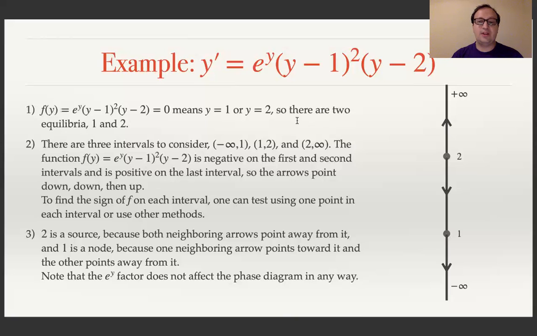All right, so this concludes our exploration of the phase diagram. And note that the e to the y factor does not actually affect the phase diagram. So if instead of this we had the equation y prime is equal to y minus 1 squared times y minus 2, it would still have the same phase diagram.